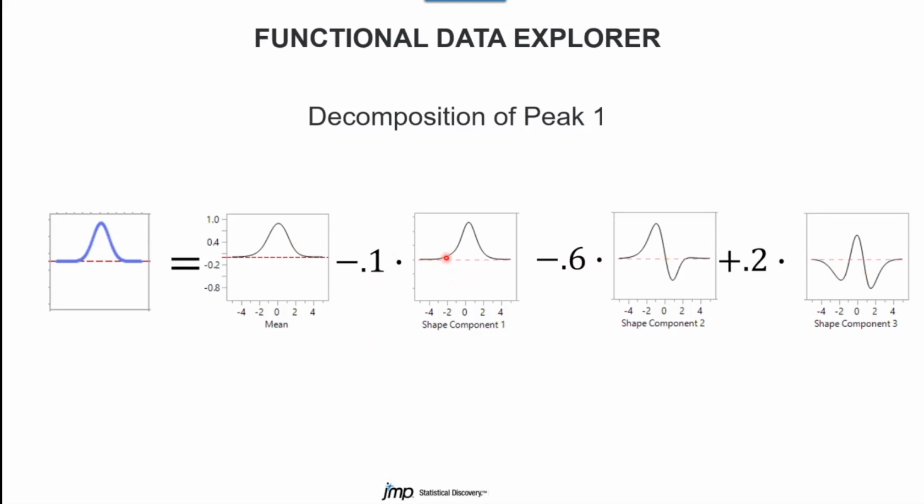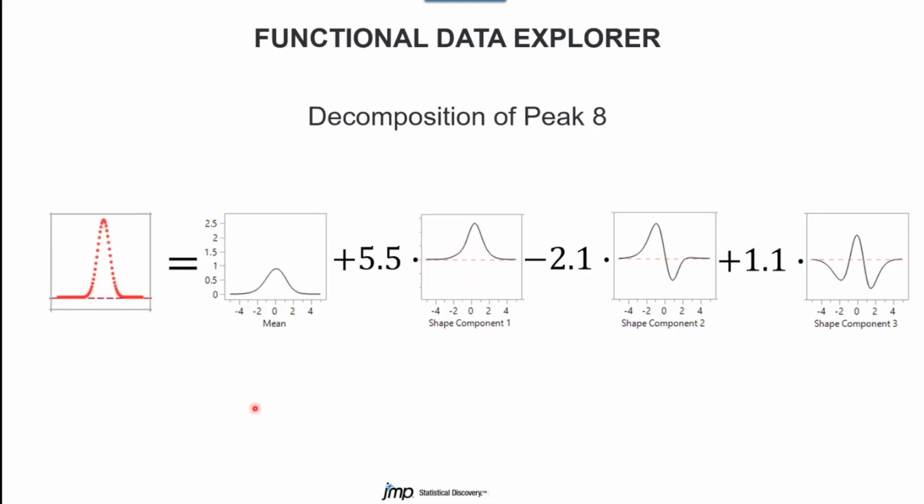The most important thing here is that this is a relatively low peak because it's got a small negative value for the first functional principal component score. Peak 8 had a really high peak, so it had a large value for that first principal component. It was a little bit shifted to the right, actually, because it has a relatively large negative second functional principal component score, and it's a relatively narrow peak because it has a large score for shape component 3.